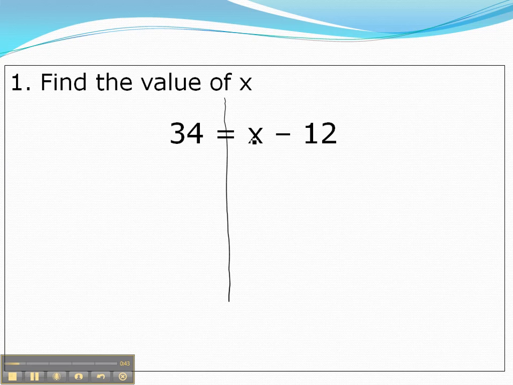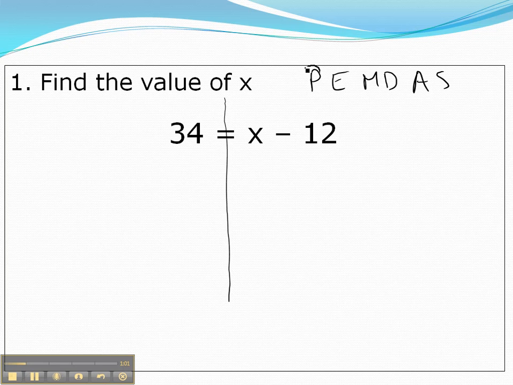The only operation being done in this equation is x. We have x and we're subtracting 12. So how do we undo subtraction? What's the inverse operation for subtraction? It's addition. You can find your inverse operations if you remember PEMDAS.